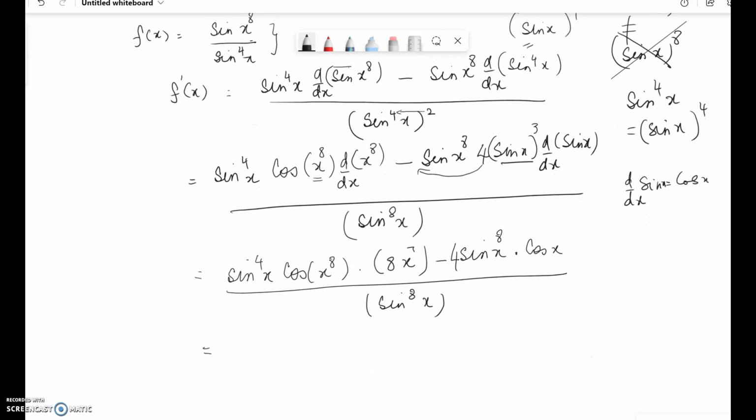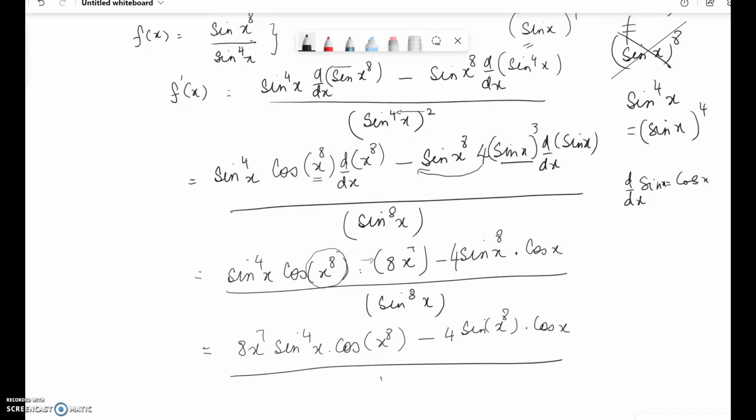Now we just need to write this carefully. Remember that this is a separate function, so put it out in front. Do not mess with this. So we have 8x to the 7th power sine to the 4th x cosine of x to the 8th, minus 4 sine of x to the 8th power times cosine of x, the whole divided by sine to the 8th x.